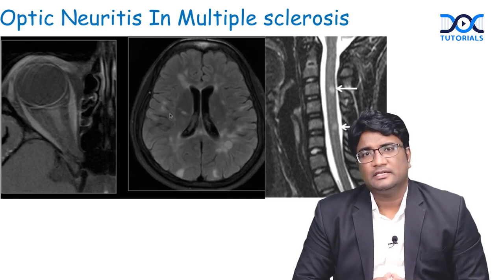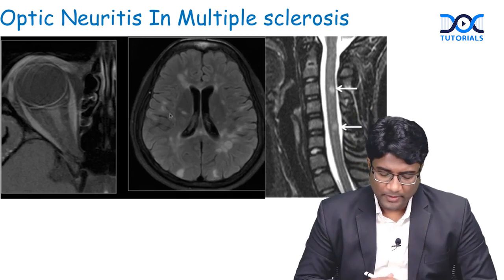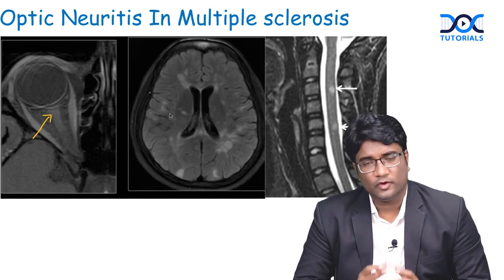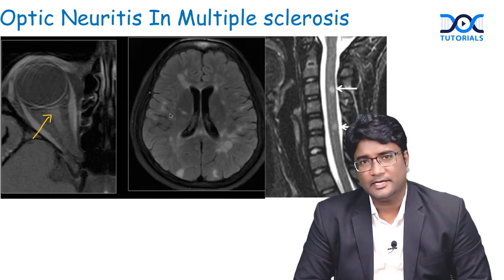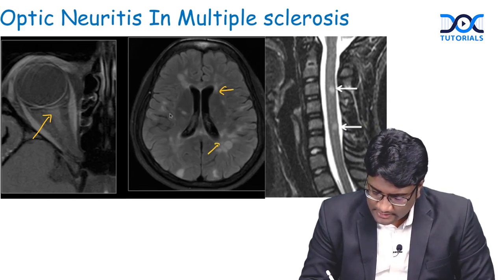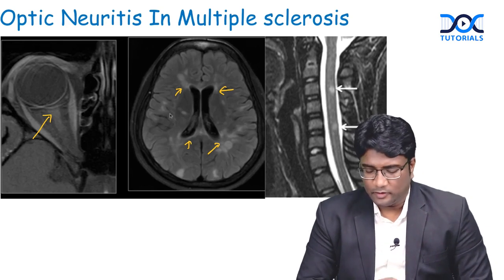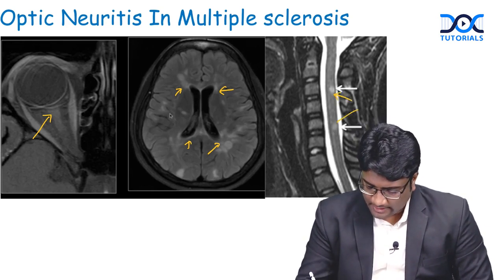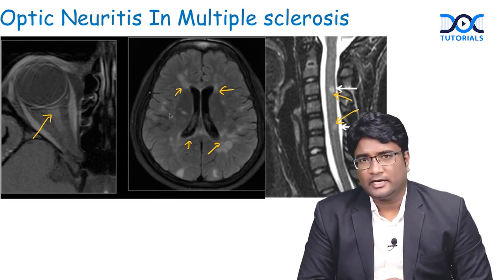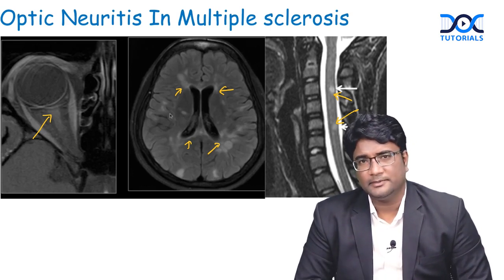And what are the findings that you see in optic neuritis in patients of multiple sclerosis? If you have multiple sclerosis and optic neuritis, you see that the optic nerve is swollen and edematous, showing enhancement. You also see on FLAIR images periventricular white matter hyperintensities, just adjacent to the ventricle. And you may also see small focal wedge-shaped hyperintense areas, the MS plaques, in the spinal cord or in the periventricular white matter of the brain. This is how optic neuritis will be seen in a case of multiple sclerosis.